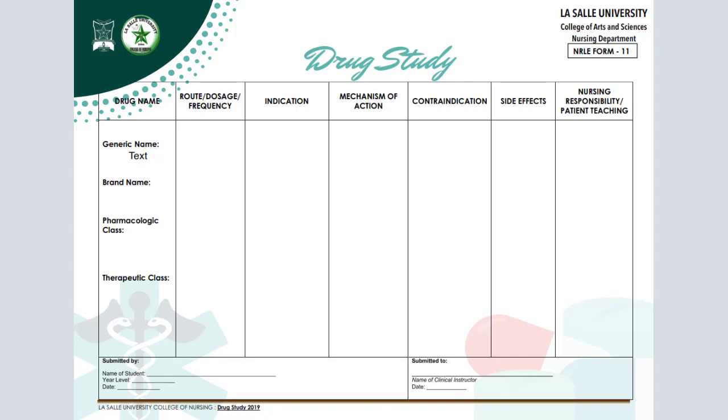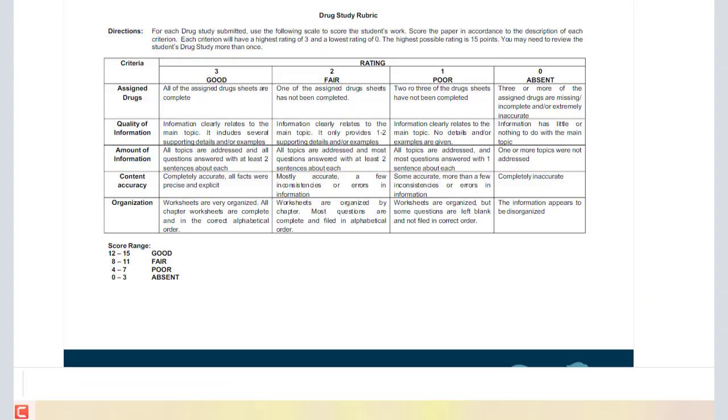So we have here, one moment. First, the assigned drugs. What should be included in the drug study is the list of medicines prescribed or ordered by the doctor. Second is the quality of the information. The information should clearly relate to the main topic, and it includes several supporting details or examples, for example the signs and symptoms or the indications. Put them all here.